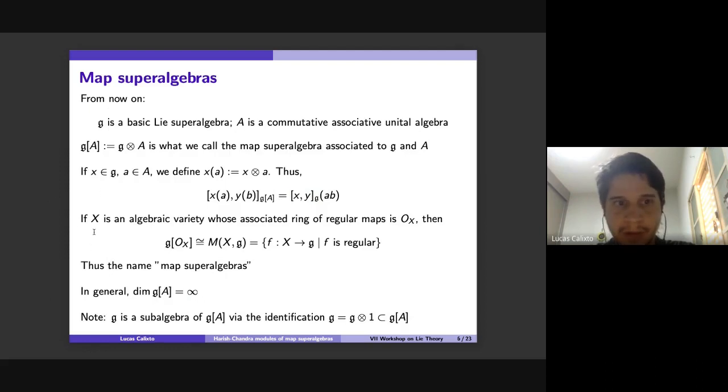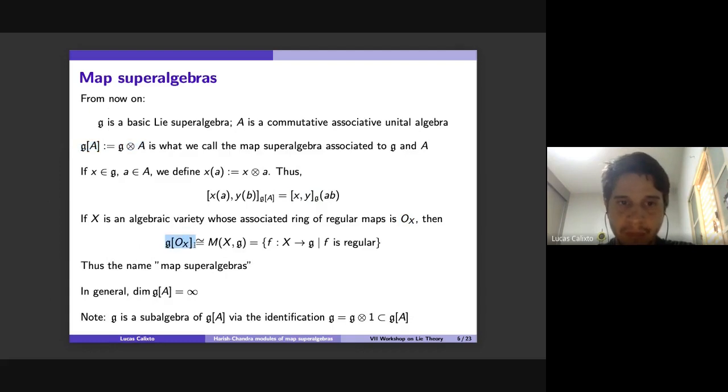A remark here is why the name. Why do we call this map superalgebra? This comes from the following fact. Let's say that X is an algebraic variety whose associated ring of regular maps is O_X. Then this is going to be a commutative associative unital algebra, this ring of regular maps. And then we could do the same construction here.